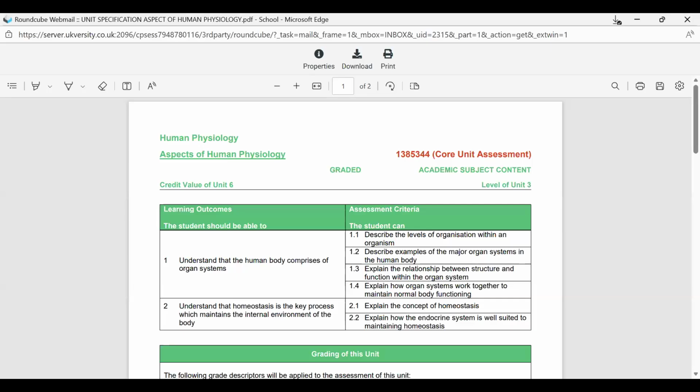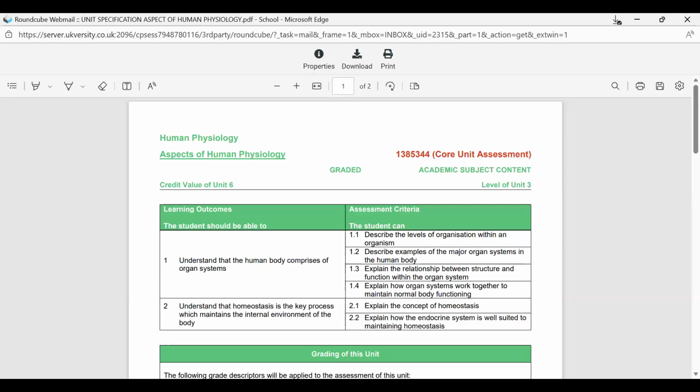Okay, good evening. My name is Shazia Khan, and today's unit is Aspects of Human Physiology. This unit is based around human physiology, and the unit specification is just below. If you can see that, I've shared it in the slides.